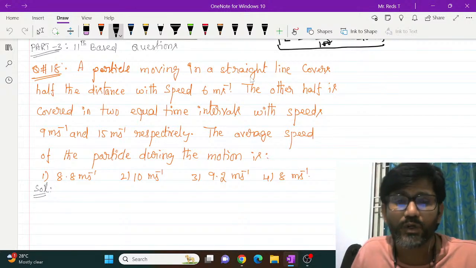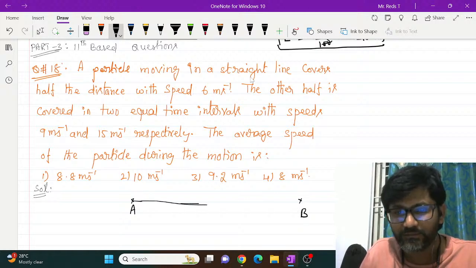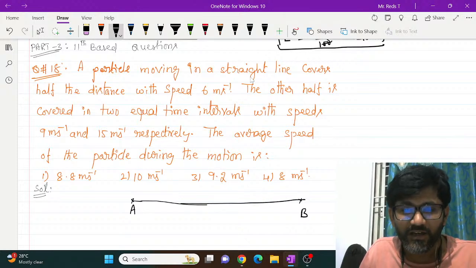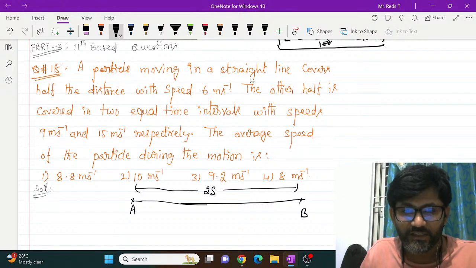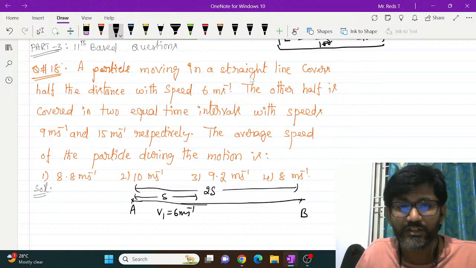You can try to draw a pictorial representation for this quickly so that you can understand a little more easily. Let us say this is starting point A and ending point B. Between this, if you draw a line, exactly half of the distance. If you say total distance is s, or for convenience let us say it is 2s, half of the distance is s. For this half of the distance, the particle has traveled with the speed v1 equal to 6 meters per second. The other half is covered in two equal intervals. So this is the first half, and this is the remaining half.